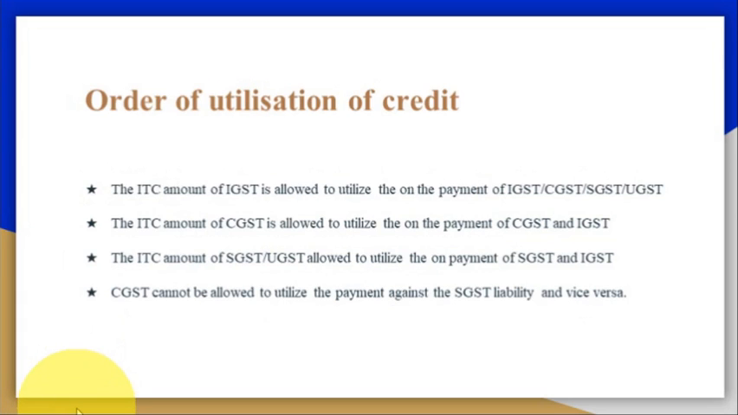Order of utilization of credits. As you know, different suppliers attract different taxes. If it is interstate, then IGST is applied. If it is intrastate, CGST and SGST are applied. But how does the utilization of credit happen order-wise? The input tax credit amount of IGST is allowed to be utilized for the payment of IGST, CGST and finally SGST or UGST.